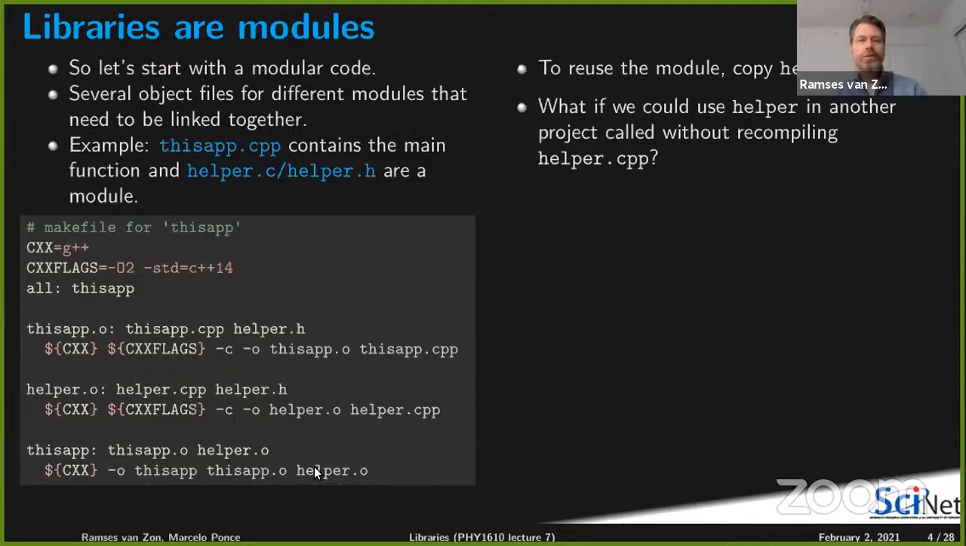And the idea is that we shouldn't have to recompile helper.o because it's a module, it's standalone. It doesn't change if I put it in another project. All that changes is that that other project uses the functions that are already in helper. Okay, so we want a way to reuse this helper module, only using the helper.h, which is the interface that I have to include in a new application, and the helper.o that I have to link to.